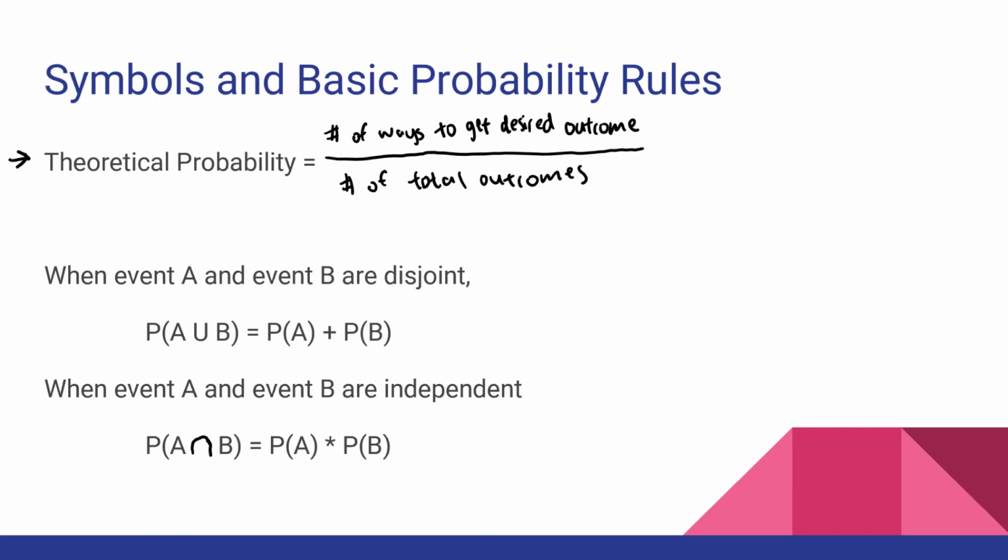So here are our basic probability rules and symbols. Theoretical probability, which I've mentioned before, is equal to the number of ways to get your desired outcome over the total number of outcomes. So back to our coin toss, there's one way to flip a heads, and then there's 2 total outcomes, so it's 1 over 2, 50%.